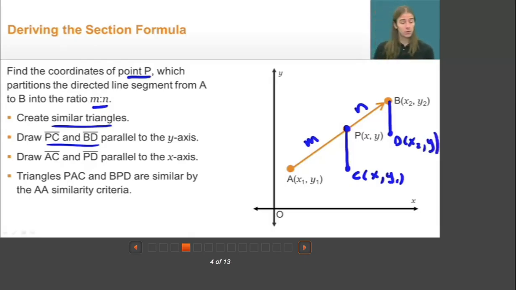Now what I can do is draw AC and PD that are parallel to the x-axis. I know that these line segments will be horizontal because of the way that the y-coordinates of D and C match P and A, respectively.